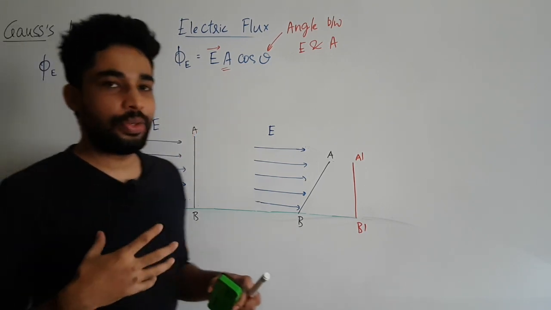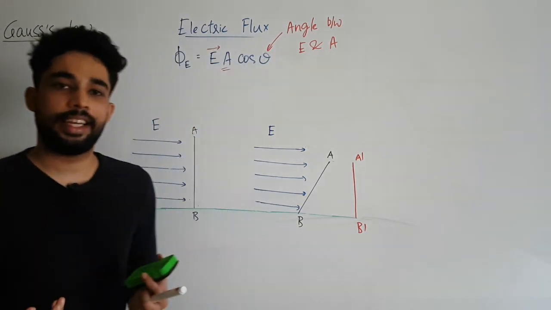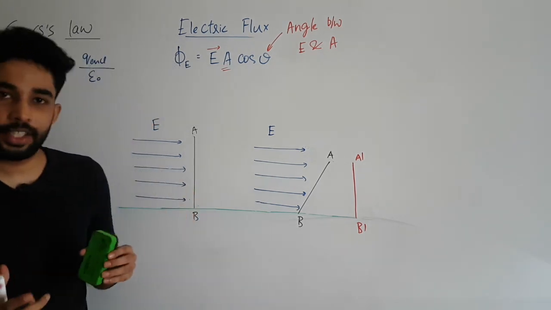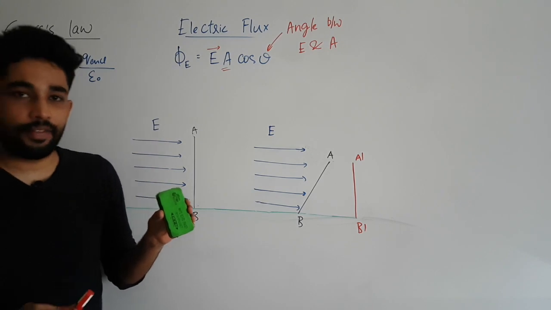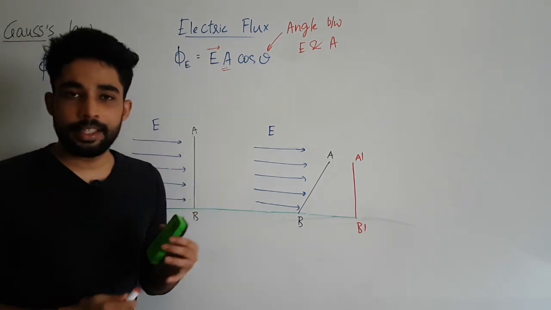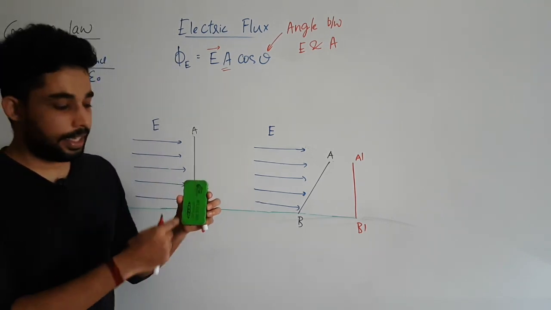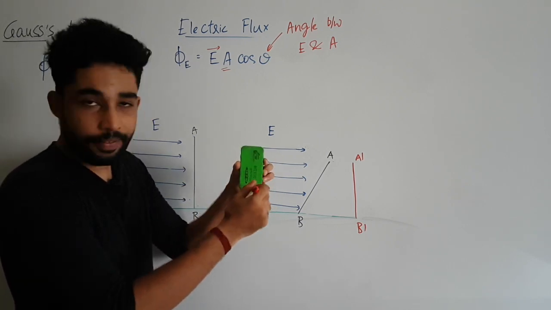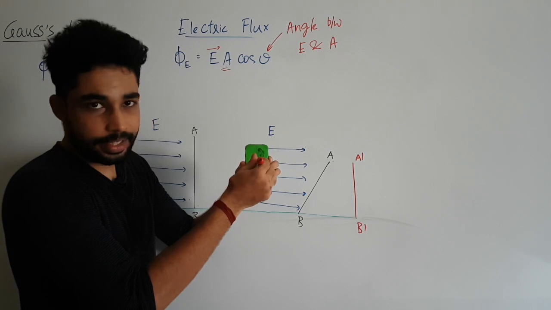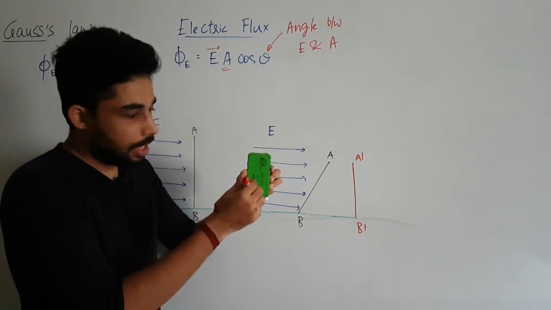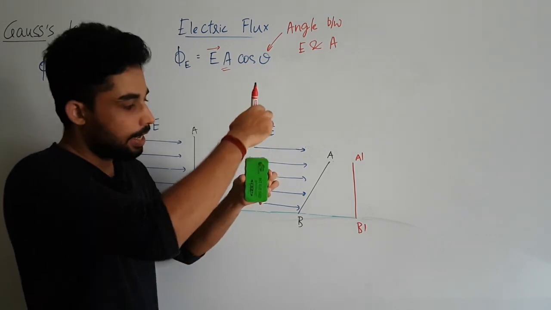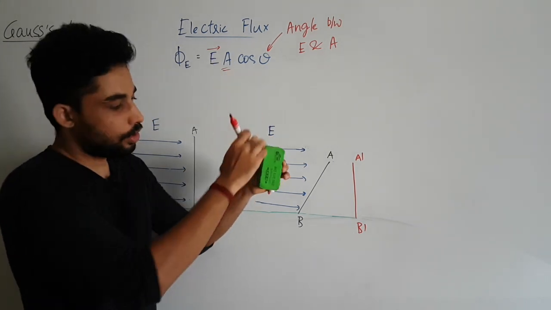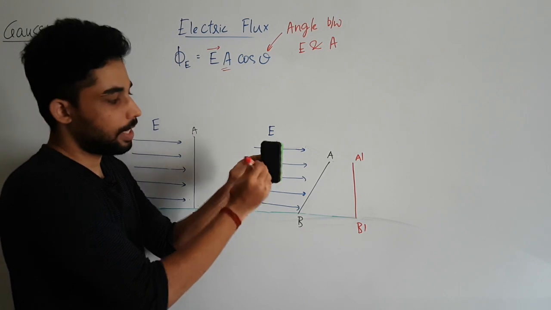That means we need to define a vector for area, or we have to tell a direction for an area. So as per convention, areas are given a vector as a normal vector. That means if I'm taking this surface, then the normal vector or the area vector should be like this, perpendicular to that surface. Or if I'm taking this surface, then it should be like this, perpendicular to that surface and radially outwards. So if I'm taking this surface like this, if I'm taking this surface like this.